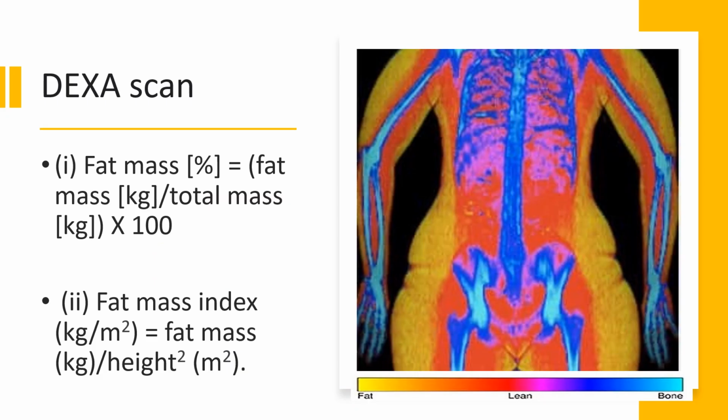Total dual energy X-ray absorptiometry or DEXA scan can be used to assess fat tissue amount and distribution. The fat amount can be measured as percentage fat mass, which equals fat mass in kilograms divided by total mass in kilograms multiplied by 100, or fat mass index in kilograms per square meter, which equals fat mass in kilograms divided by height in square meters.